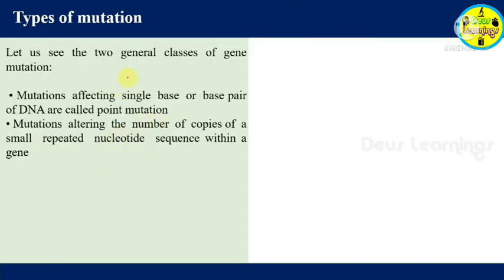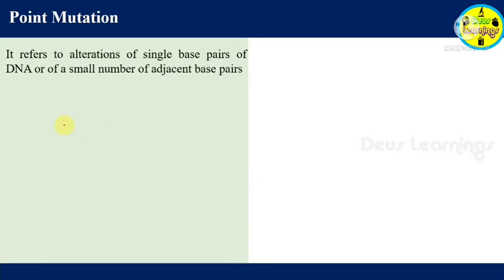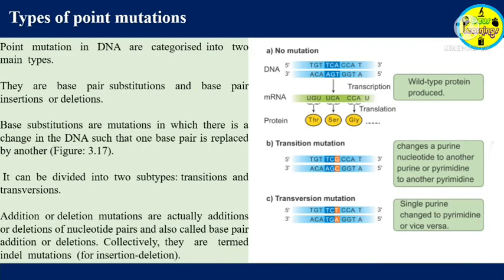Okay, then there are two classes of gene mutation. Let's see. One is mutation that is affecting a single base pair, and the other is mutation that is altering the number of copies of small repeats within the gene. So first is point mutation. Point mutation refers to alteration of a single base pair of DNA or a small number of adjacent base pairs. We already saw point mutation, right? Addition, deletion, frameshift mutation.